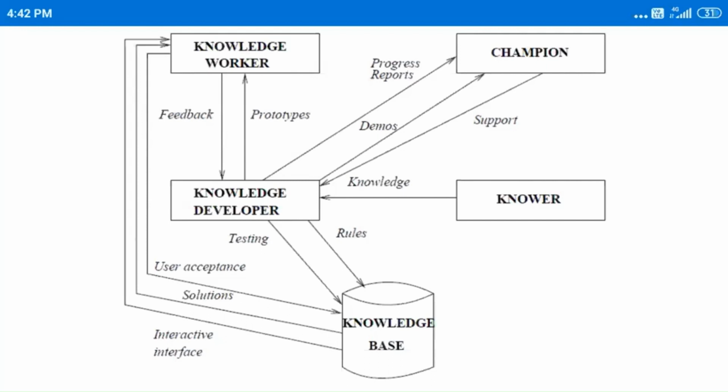in which direction we are moving and how far it is completed. Okay, and also one arrow is coming from the champion to the knowledge developer because he may act as a facilitator. So the knowledge developer might ask him, okay, the physics typist or knowledge worker is not there, he is on leave or he is sick, so provide me an alternative.